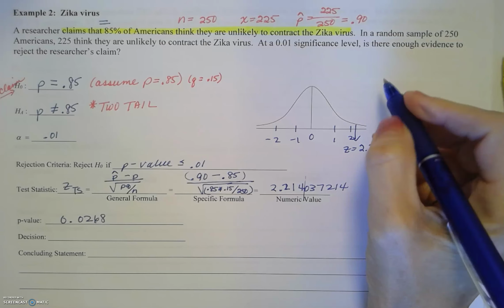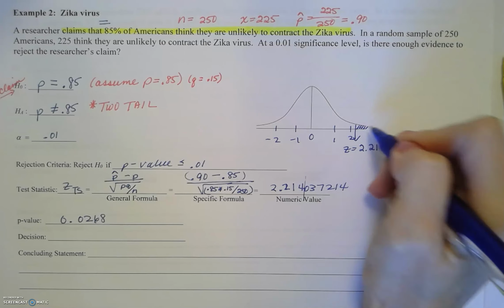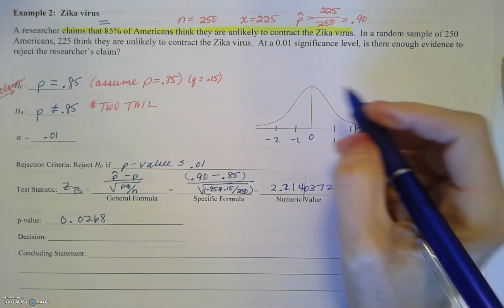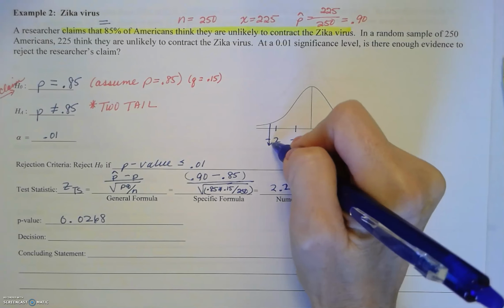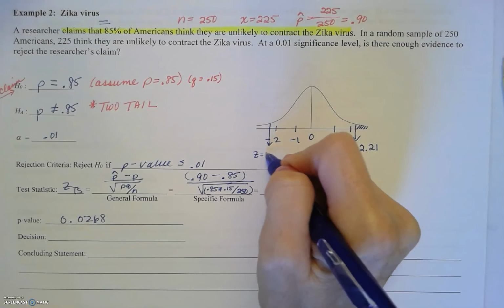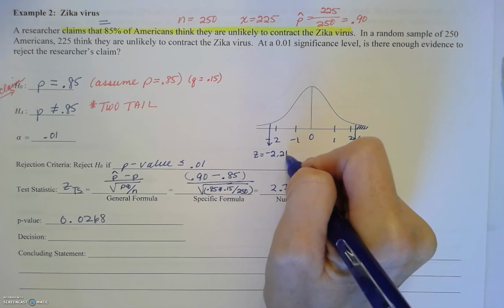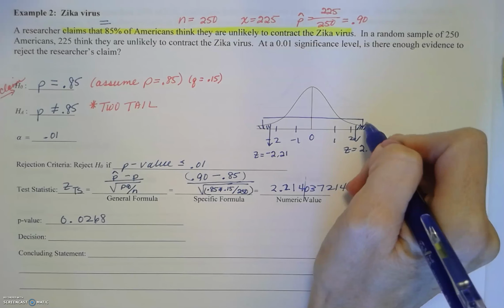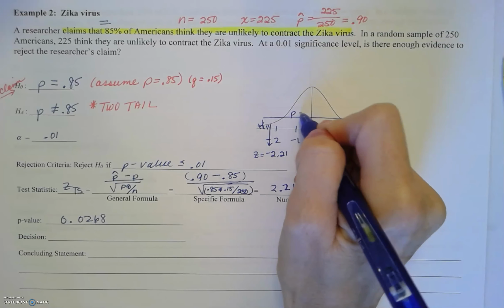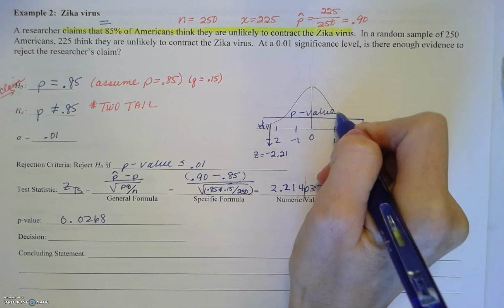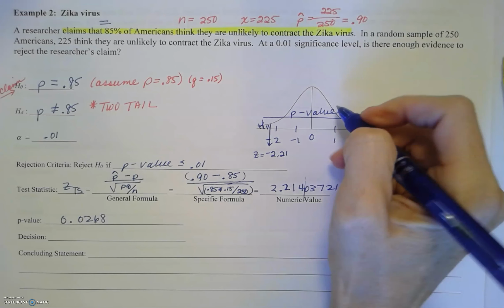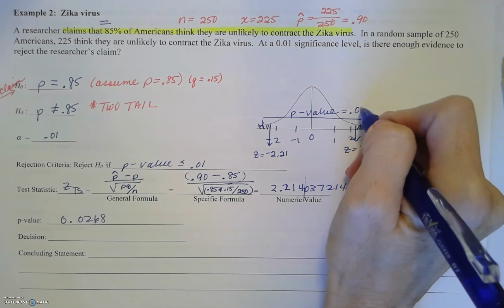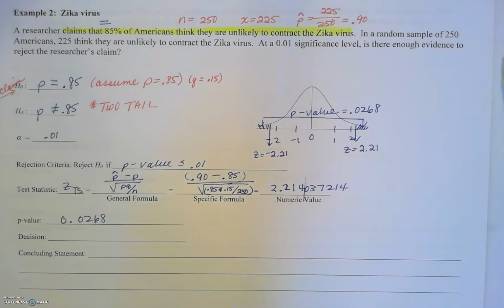Remember, we said it's a two-tailed test, so it's going to be the area to the right, and we're also going to use z equals -2.21 and go to the area to the left. The p-value is the combined area in those two tails, and that's going to be 0.0268.